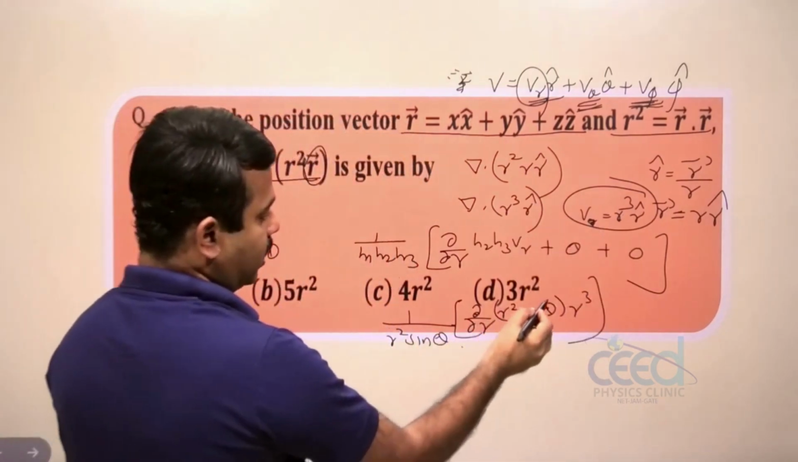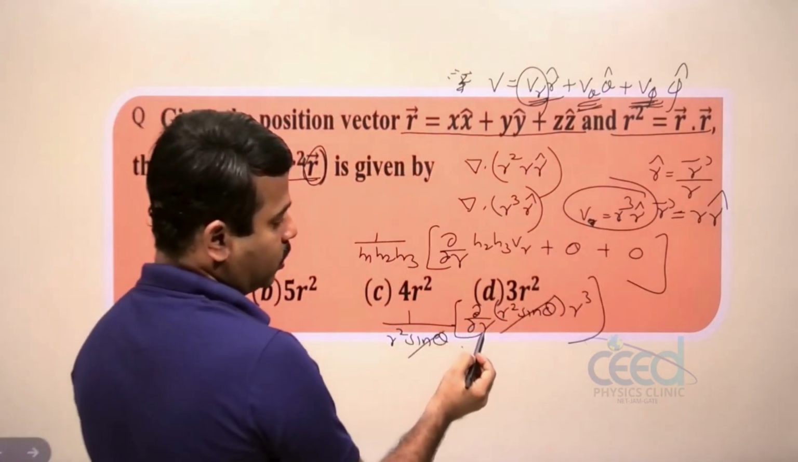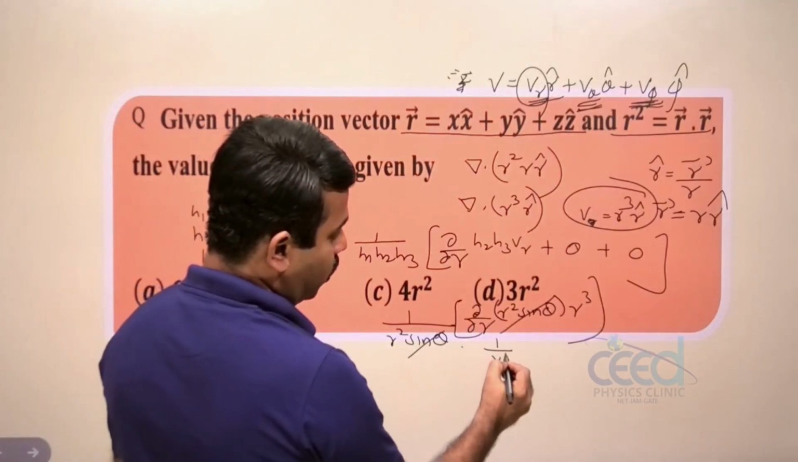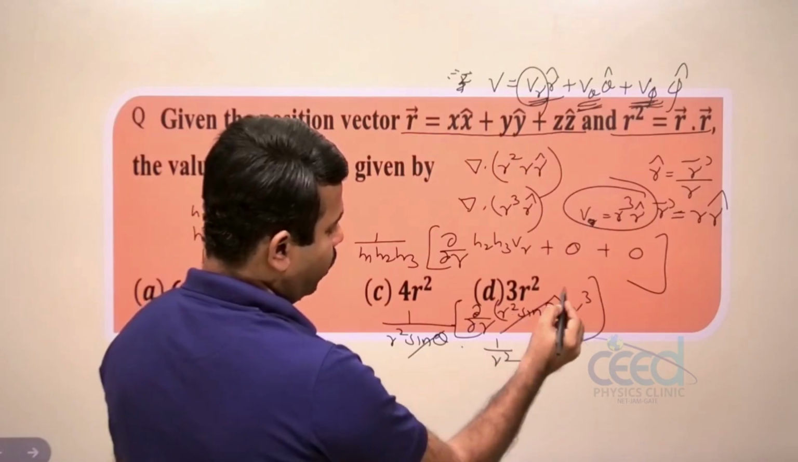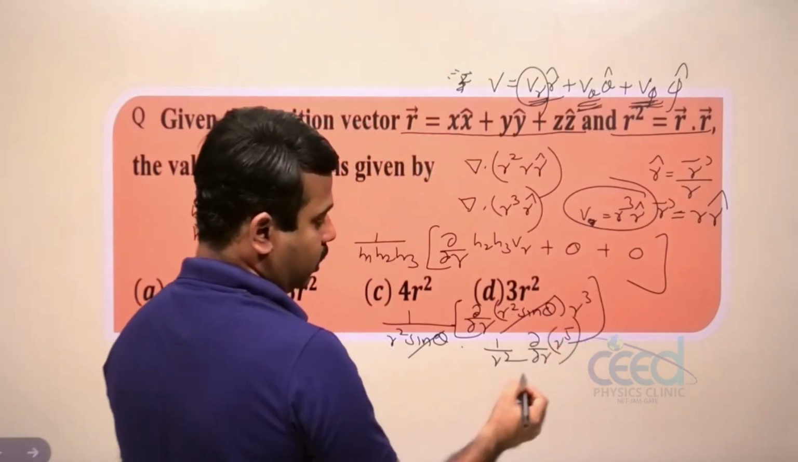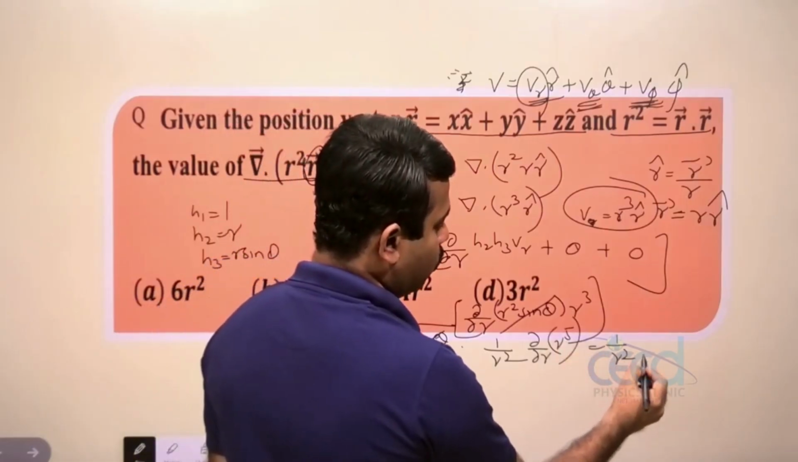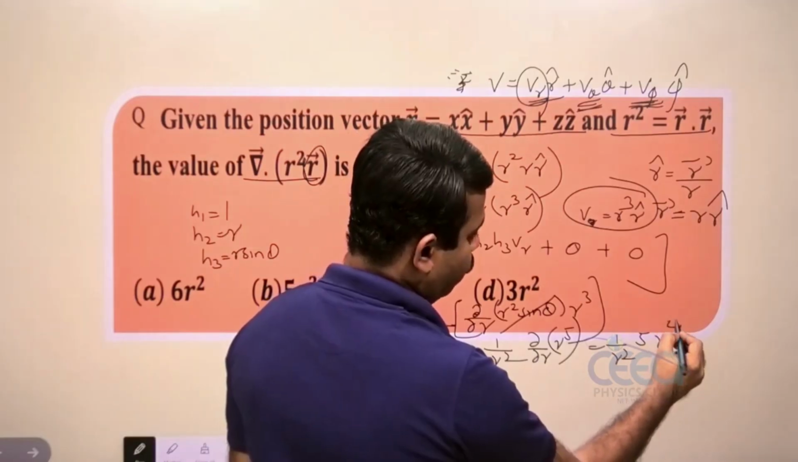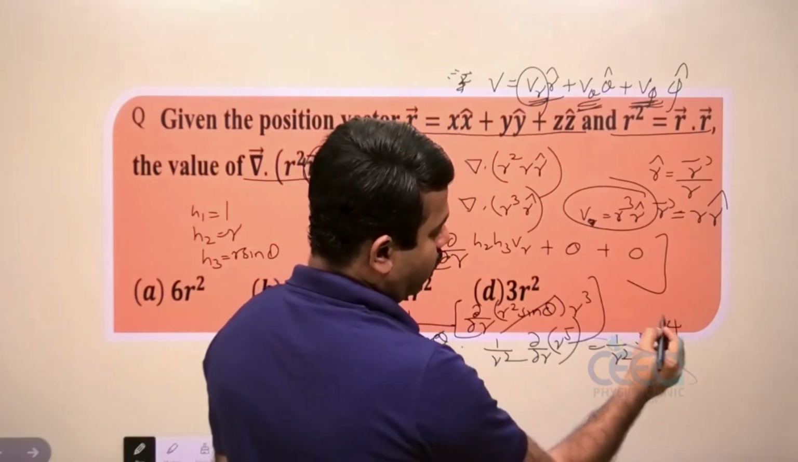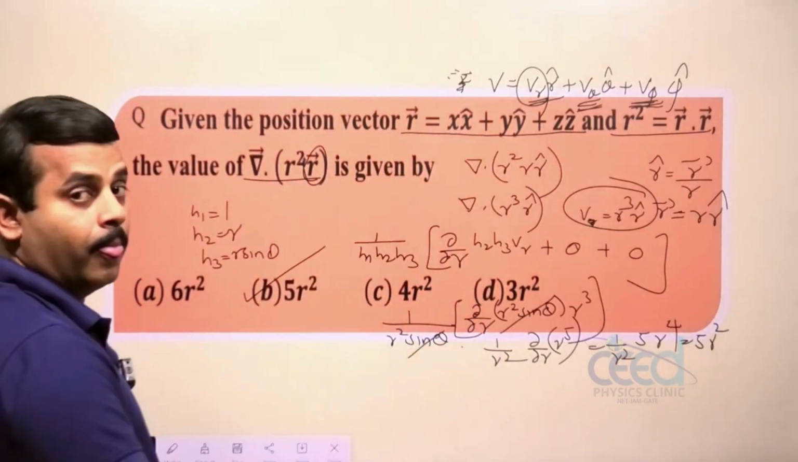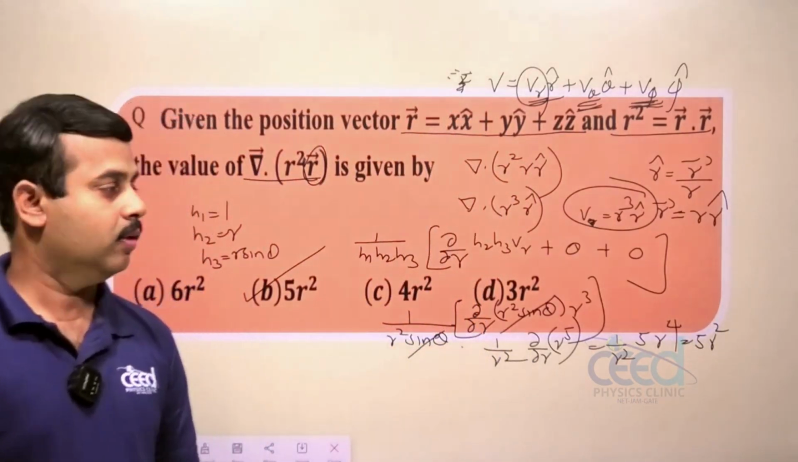Now sin theta cancels, because with respect to r, sin theta is a constant. Then 1 by r square into dou by dou r of r raised to 5. That means 1 by r square into 5 r raised to 4. Then r square cancels, and 5r square is the final answer. Option B is correct, right? Alright.